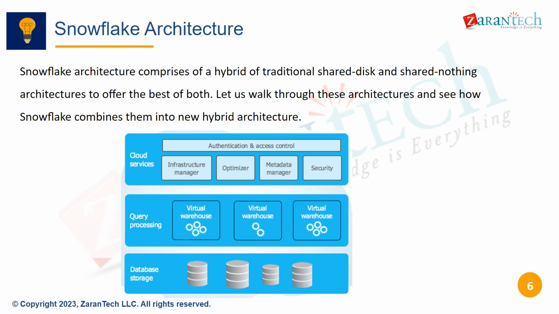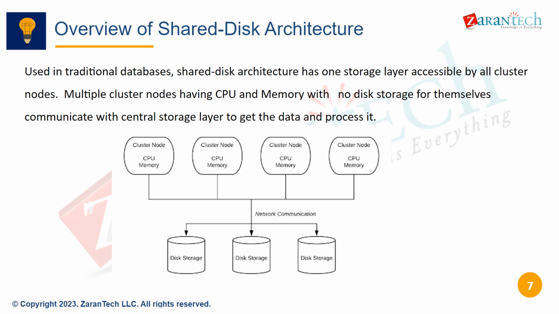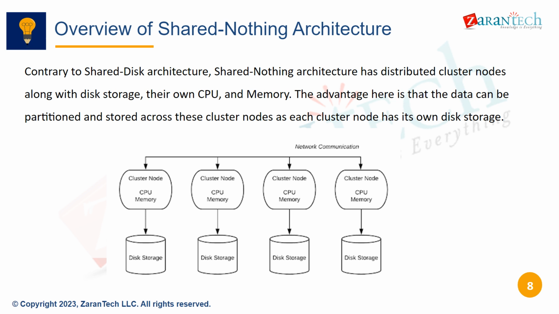nothing architectures. Let's look at both these traditional architectures first. In shared disk architecture, used by traditional databases, there is a single storage layer accessible by all cluster nodes. The nodes have CPU and memory but no local disk storage. They leverage the centralized storage for data processing. In contrast, shared nothing architecture distributes data across storage on cluster nodes along with CPU and memory. This allows partitioning data across the nodes.